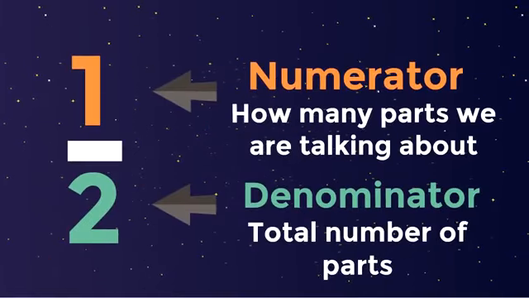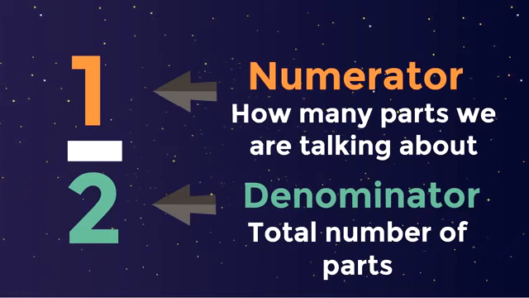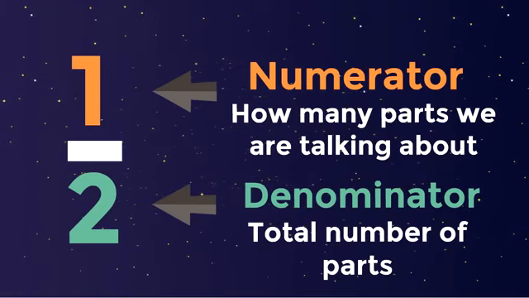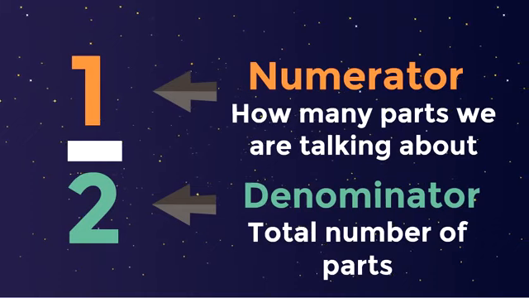A fraction is something that shows parts of a whole. The top number of a fraction is the numerator, how many parts we are talking about. And the bottom number of a fraction is the denominator, the total number of parts.